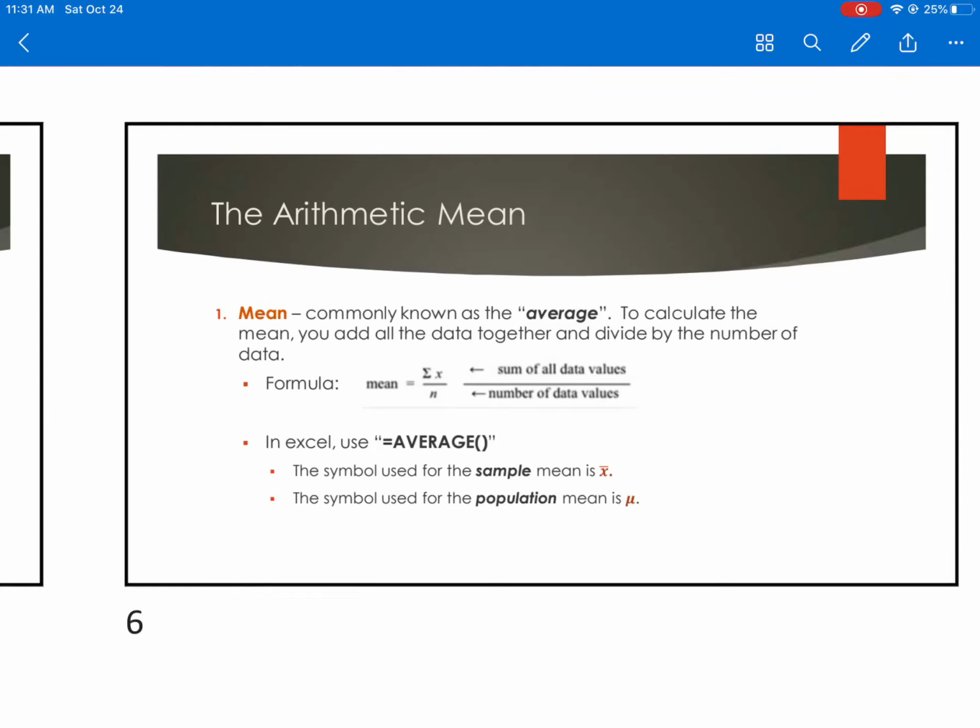So mean, this is commonly known as the average. To calculate the mean, you add all the data together and then divide by the number of data. Now, everything we do, we're going to be using in Excel. So when you turn in your deliverables, you always have to have an Excel spreadsheet, and you don't want to do anything by hand. You're going to want to use these equations.